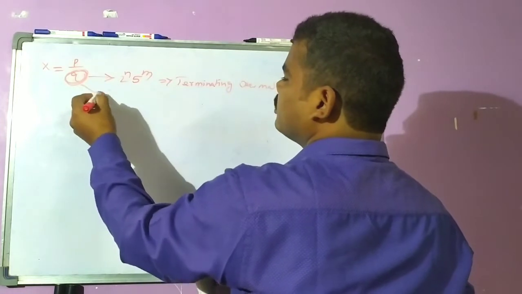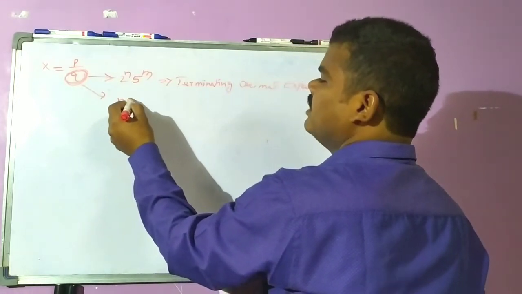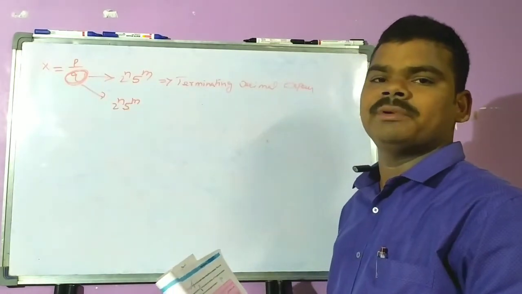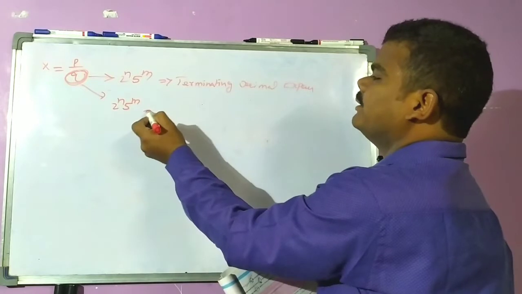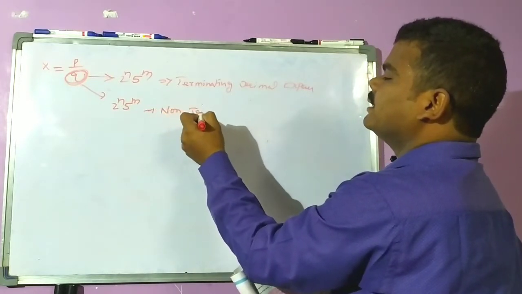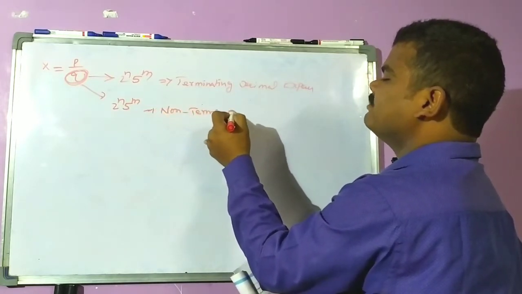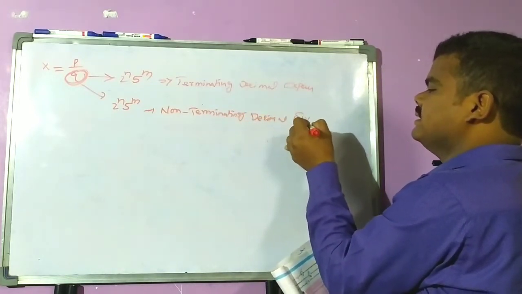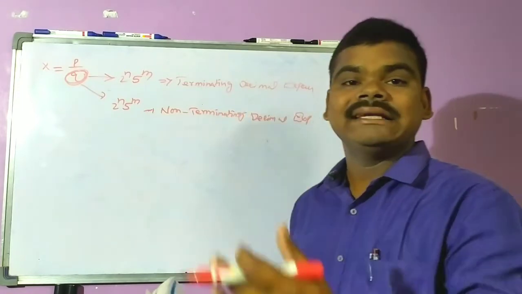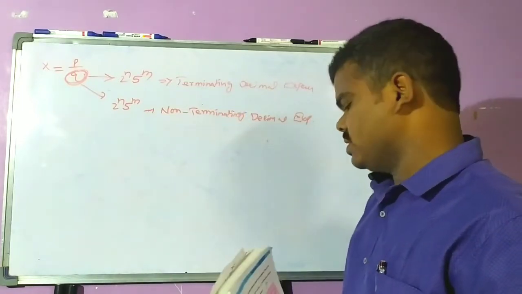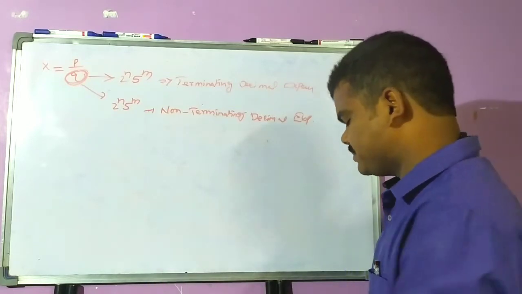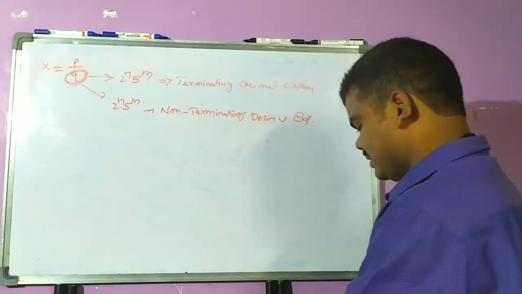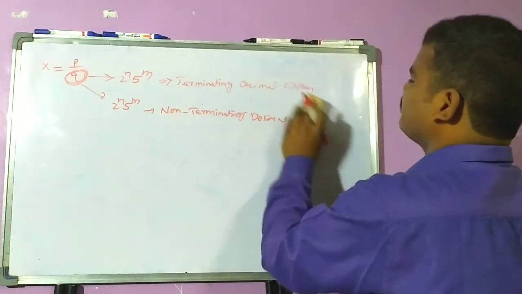If q cannot be expressed in the form of 2^n × 5^m, it is a non-terminating decimal expansion, a recurring or repeating expansion. So with this concept we are going to discuss exercise 1.3.